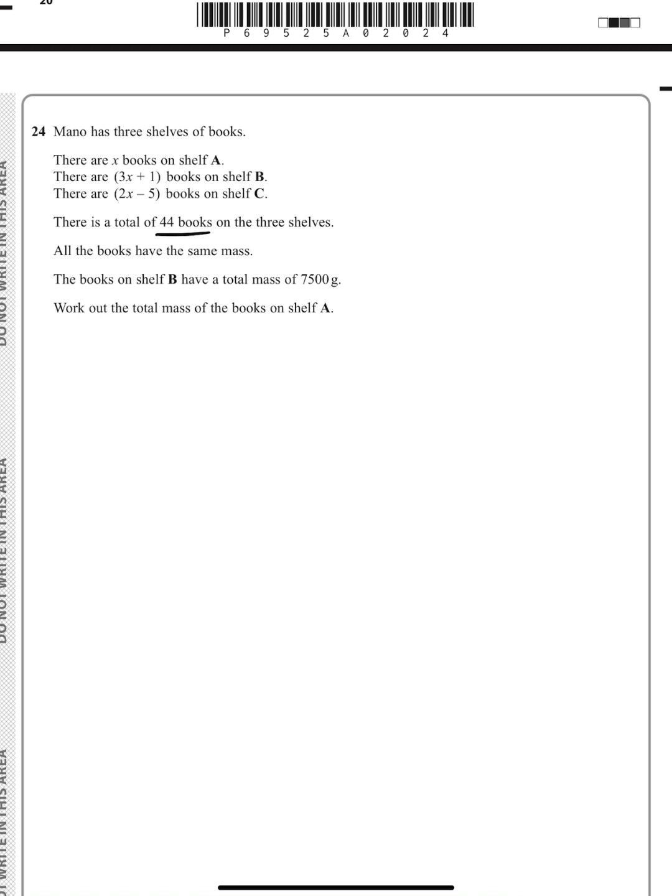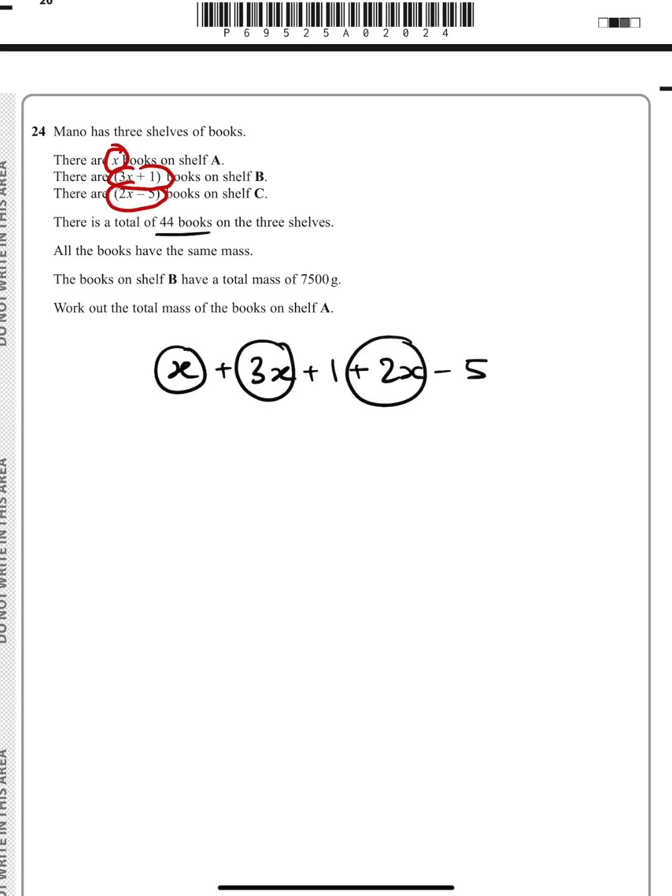So the first thing I'd like to do is actually find out how many books there are on each shelf. I've been given the total of all of the books on the 3 shelves. So I'm going to sum together the expressions that actually tell me how many books there are on each shelf. So I'm going to add together x plus 3x plus 1 plus 2x take away 5. And that is going to give me 3x plus 3x, that is 6x. And then I'm going to do 1 take away 5, which gives me negative 4.